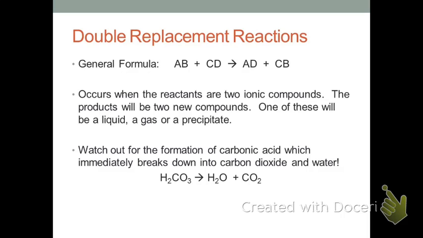The other thing I'm going to tell you about these is to watch out for the formation of carbonic acid. Carbonic acid immediately breaks down into water and carbon dioxide, so it actually makes two products instead of one.